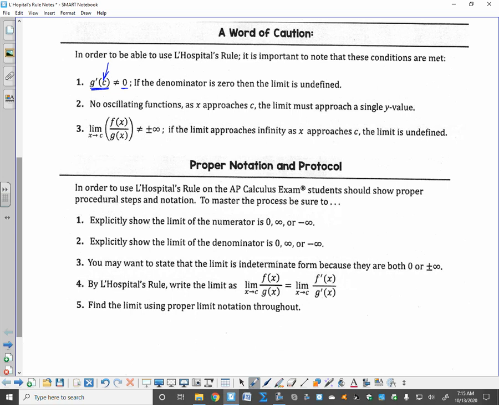Then you're going to say L'Hopital's rule, and you are going to rewrite your limit and take the derivative. You have to use proper limit notation, which is a pain in the butt. It's a lot of writing. But remember, it's all about that notation and the form.